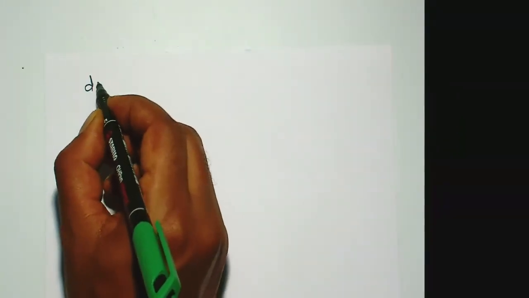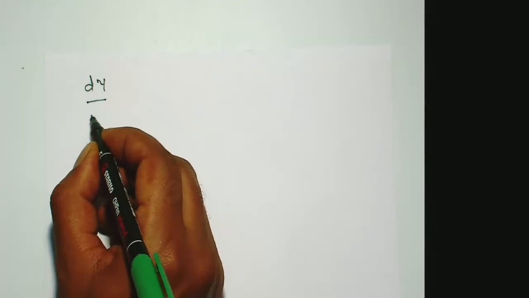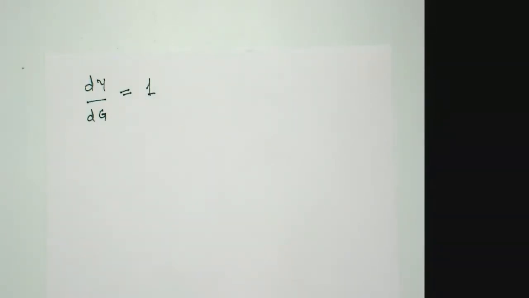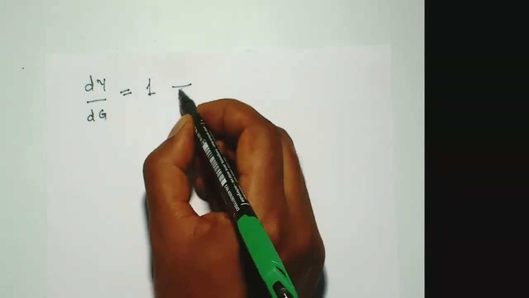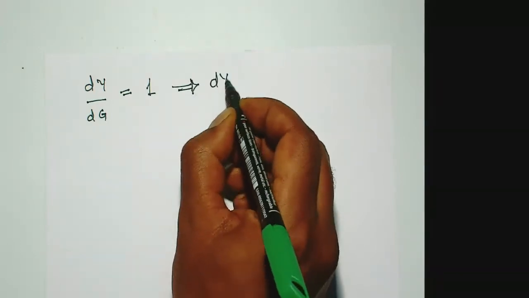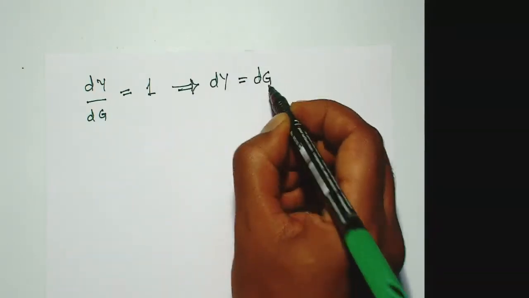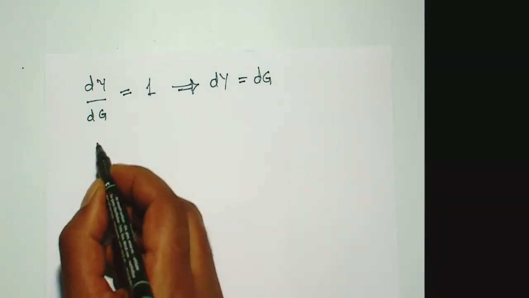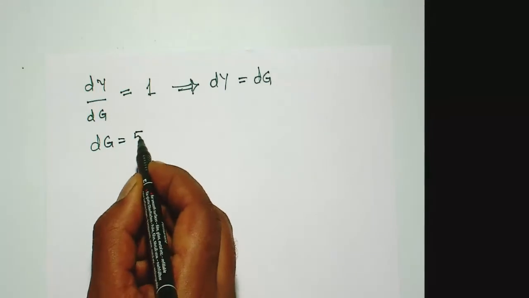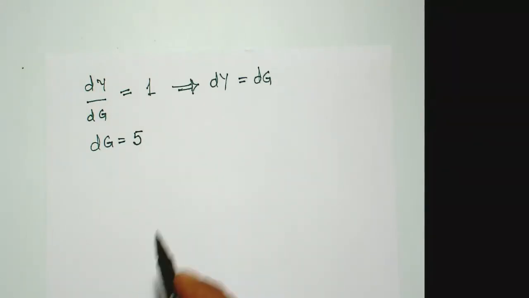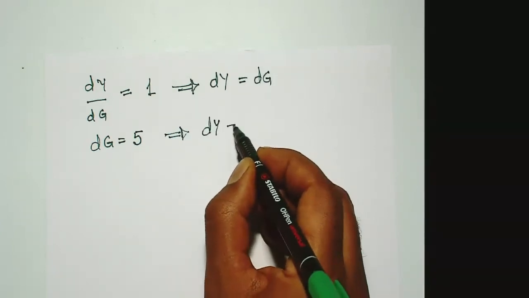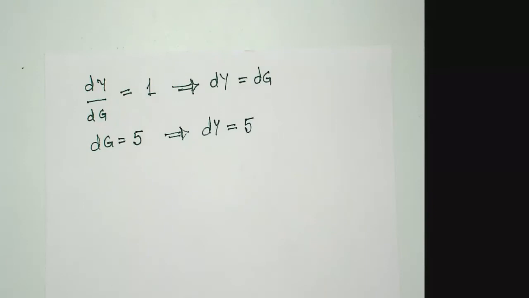This is actually a straightforward calculation because in 7.1 we have found out that dY over dG is equal to 1. And this leads us to the conclusion where we say dY is equal to dG. And in the condition that we have just seen, dG is given to be equal to 5 units. So this automatically leads us to the conclusion where we can say dY is equal to 5.